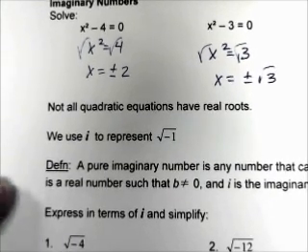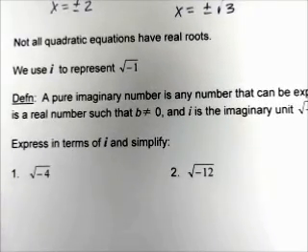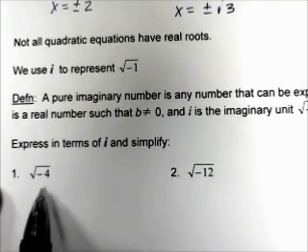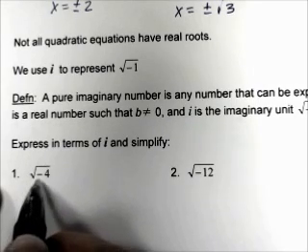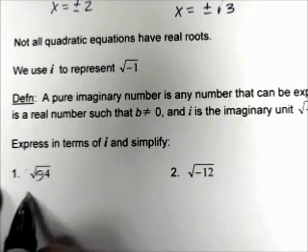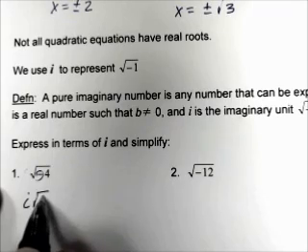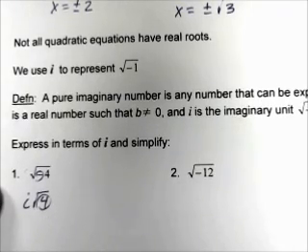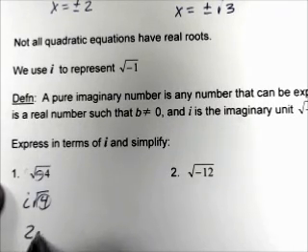We want to express the following in terms of i and simplify. Number 1, we have the square root of negative 4. Well, this negative comes out as i, so this is i times the square root of 4. And now we can simplify the square root of 4, that's 2, so simply 2i.